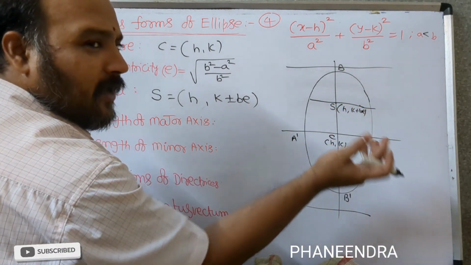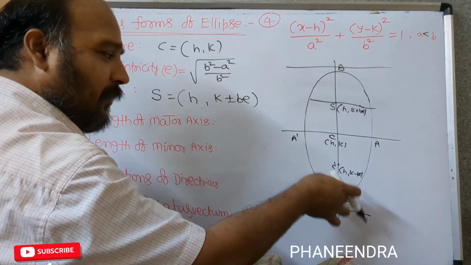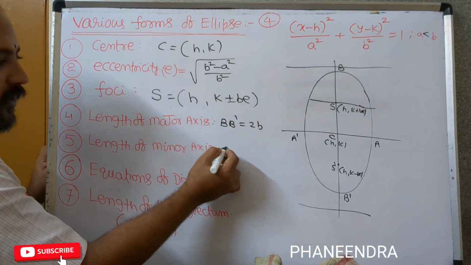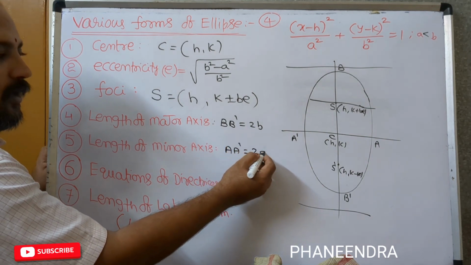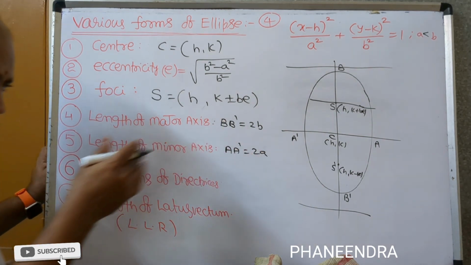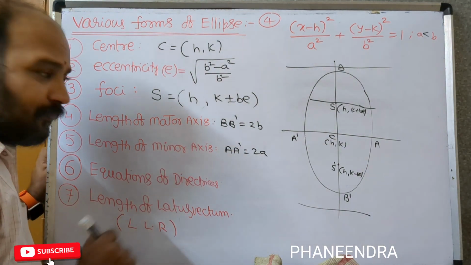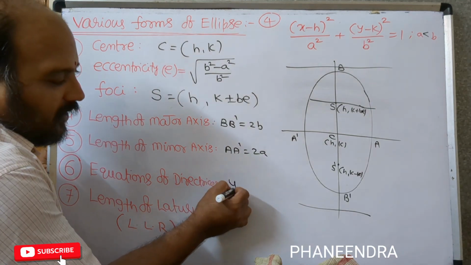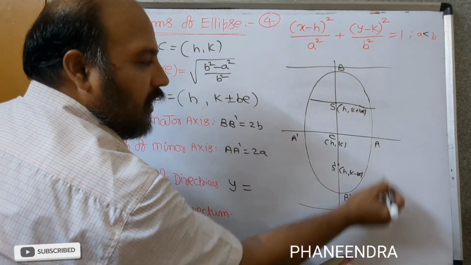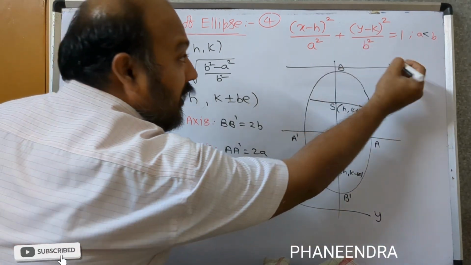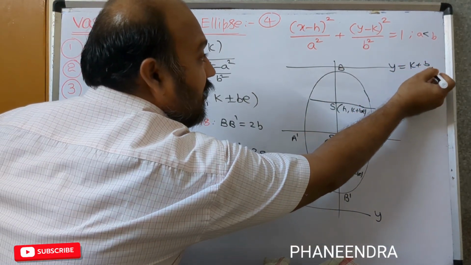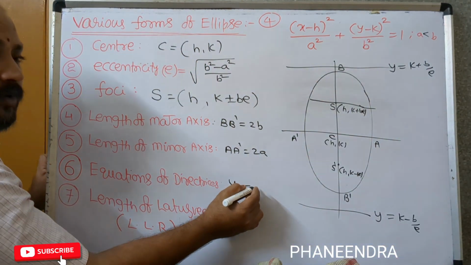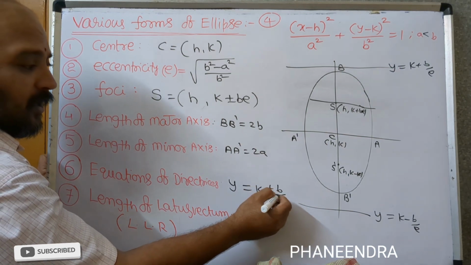So the length of major axis and minor axis: no change. This is the major axis BB dash, which is equal to 2B. A dash, which is equal to 2A. So BB dash is over. Now, equations of directrices. Y is equal to: the above one means k plus b by e, the below one is k minus b by e. So we can write it as y equal to k plus or minus b by e.